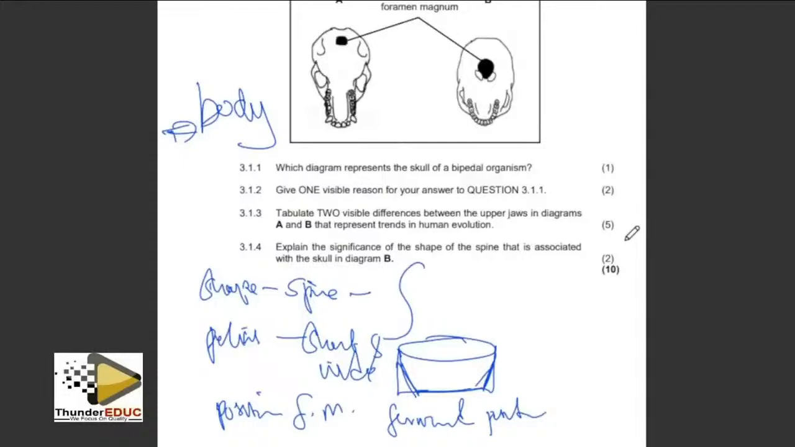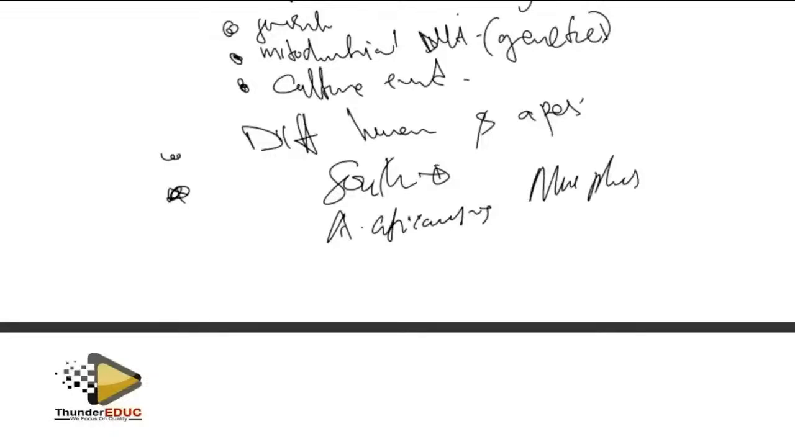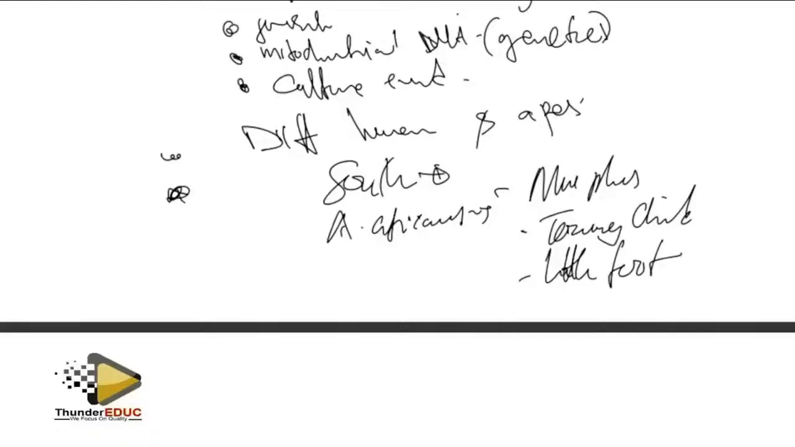Is it clear? Yes. So, you need to know, don't go to the paper without knowing 3 species discovered in South Africa. South Africa, at least 3. Don't go without knowing the 3 species which belong to Australopithecus africanus. Please don't. Which is Mrs. Ples, Taung Child, and then Little Foot. These are the 3 Australopithecus africanus discovered in Africa.